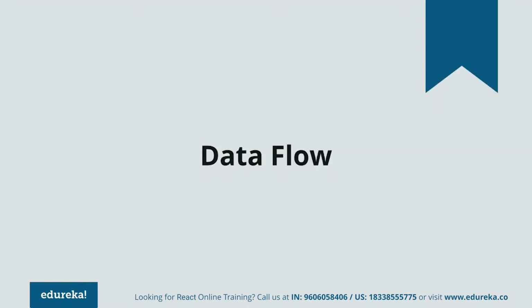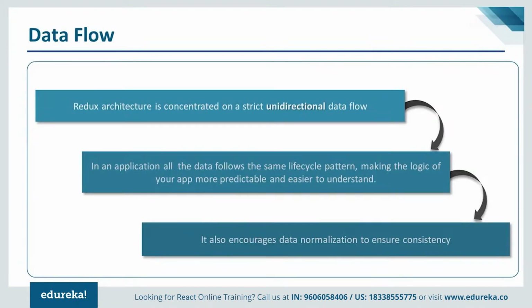Now the data flow: how data flow happens in Redux, how data flows from the action till the view part or the application part. Redux architecture is concentrated on a strict unidirectional data flow. In an application, all the data follows the same lifecycle pattern, which makes the logic of your application more predictable and easier to understand. At the same time, it also encourages data normalization to ensure consistency. So that is how it works in Redux.